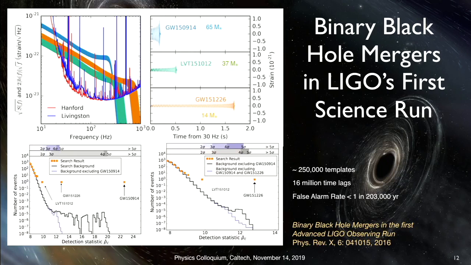One had 65 solar masses total, 37 and 14. The frequency for merger was lower for this one, intermediate for the next, and then went all the way up to close to a kilohertz for this last event. And this is what determines how many cycles in our band are detectable, so the time duration of the signal that we see.